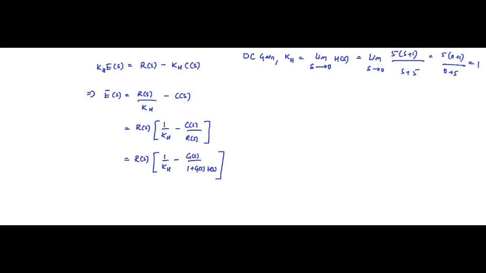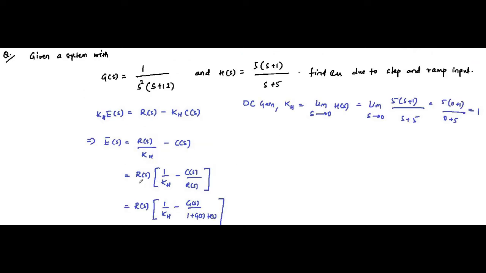The important thing is to evaluate this 1 by Kh minus G(s) by 1 plus G(s)H(s) portion, because then we'll substitute R(s) with 1 by s for step input and 1 by s square for ramp input. So our focus is 1 by Kh minus G(s) by 1 plus G(s)H(s). This much we want to evaluate, because it is common in both the cases.